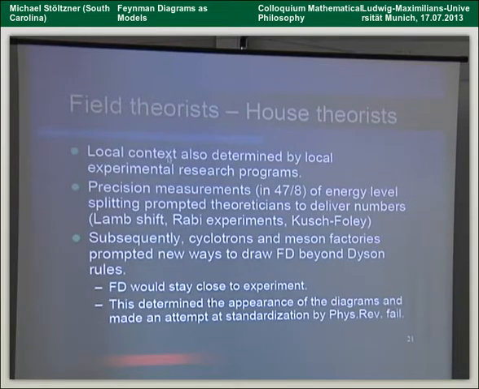So, and now we have the experimentalists. That was so far just a theoretical development. But when the textbooks are there, when pictures are there, that's interesting for experimentalists, not least because they have now a lot of stuff, a lot of measurements. They have the Lamb shift, they have Rabi experiments, they have Kusch-Foley, so they have a lot of splitting up of energy levels that they can't explain anymore with quantum mechanics. So they throw a lot of data on their people, and they have the new big machines. The cyclotrons and then the meson factories.